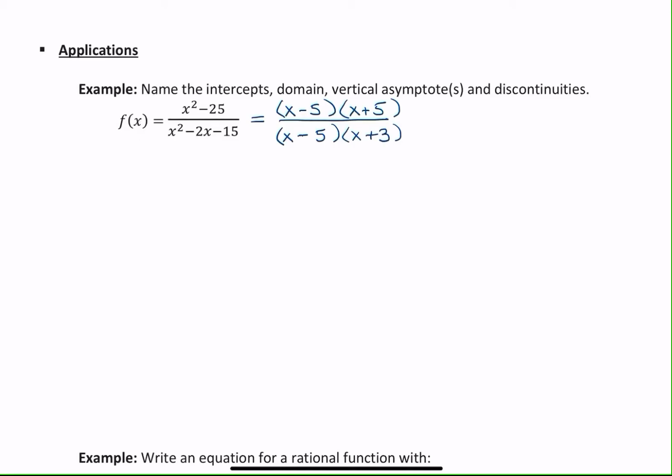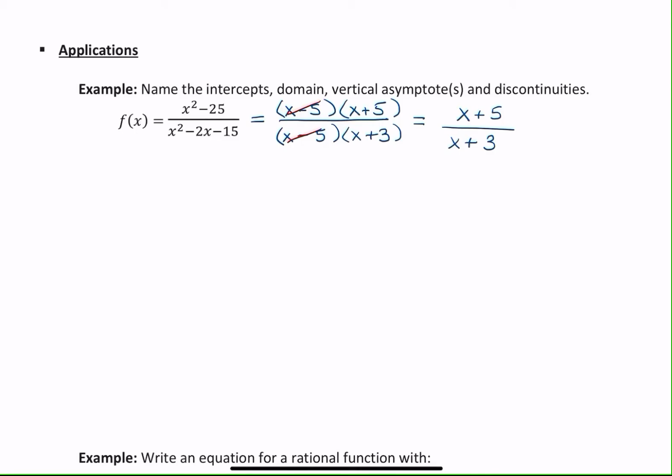So if you foiled that back, you would get negative 5x plus 3x to give you the middle term, which is your negative 2x. And then the negative 5 times the positive 3 will give you the negative 15 at the end. So that factors into that. And then notice you've got a factor of x minus 5 on top and bottom. So that will simplify to x plus 5 over x plus 3. So do that first and then start answering the questions.